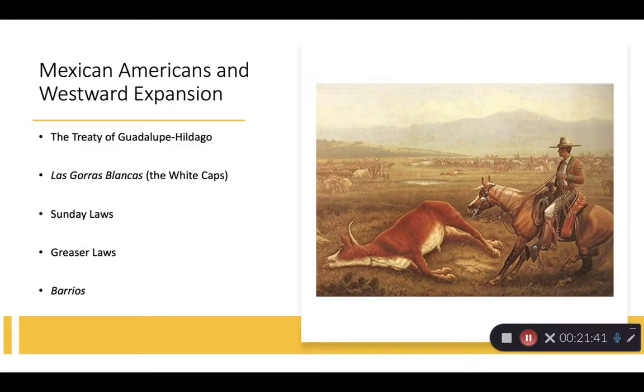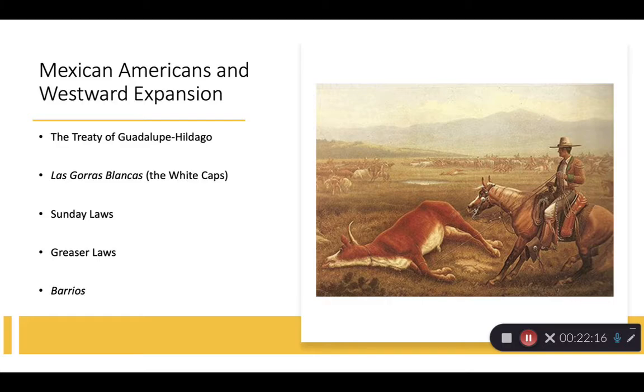So Mexican Americans and westward expansion. So we have the Treaty of Guadalupe Hidalgo and this treaty was put into place after the Mexican-American War. So because of this treaty, Mexico gave some of its land to the United States and the land area of the United States grew. We were able to have land, which is now in modern-day Arizona, California, New Mexico, Texas, Colorado, Nevada, and Utah.